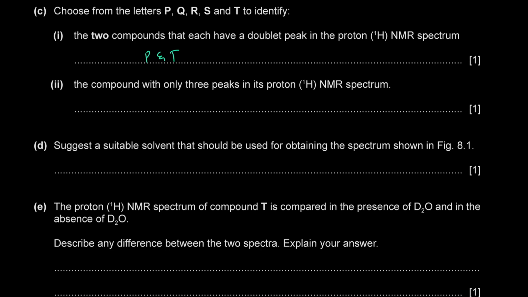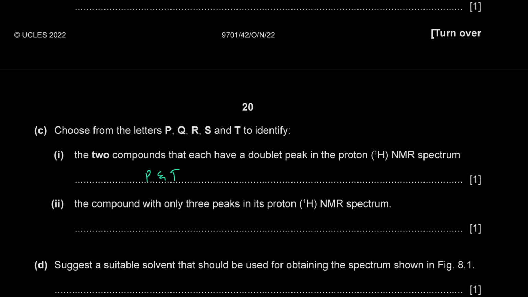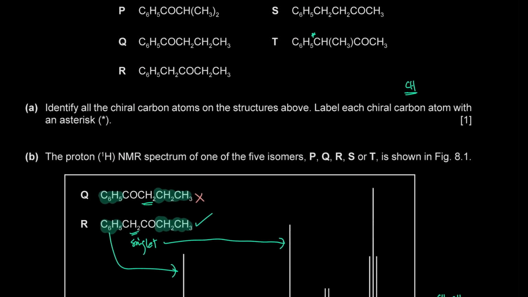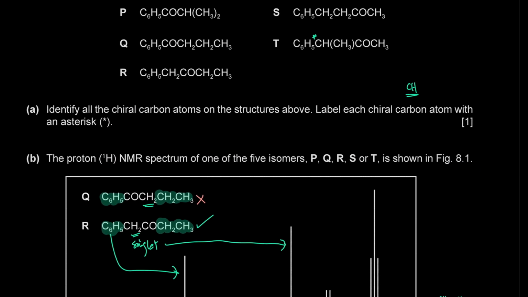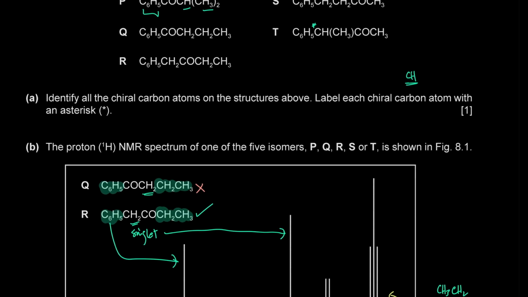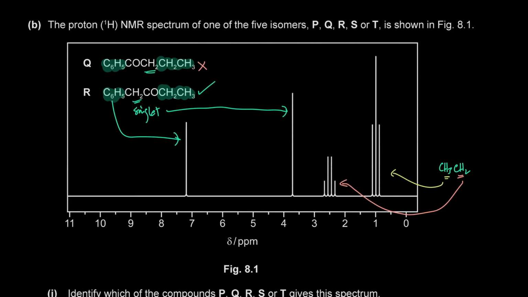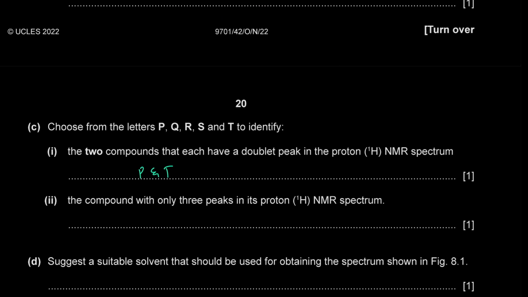The compound with only 3 peaks in the proton NMR spectrum. So which of these compounds only has 3 different types of protons, or 3 non-identical hydrogen atoms? That's compound P. Remember, we're treating all the benzene protons as one type. Then we have the CH proton, that's the second type. And these two CH3s are identical, so that's the third type of proton. All 6 of these protons are identical. We only have 3 different proton environments, or 3 non-identical protons. So that will be compound P.